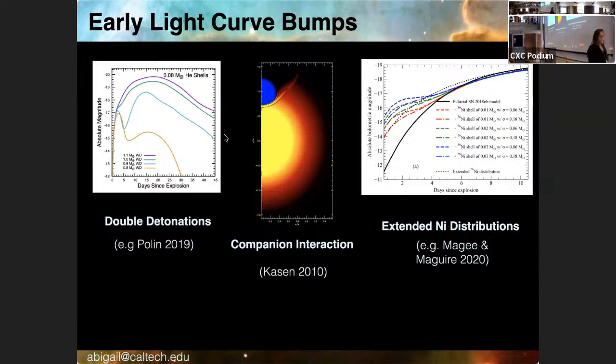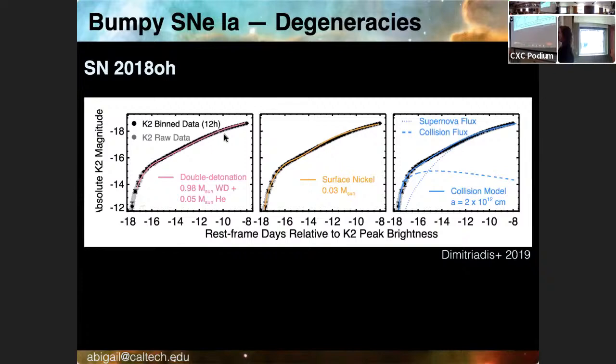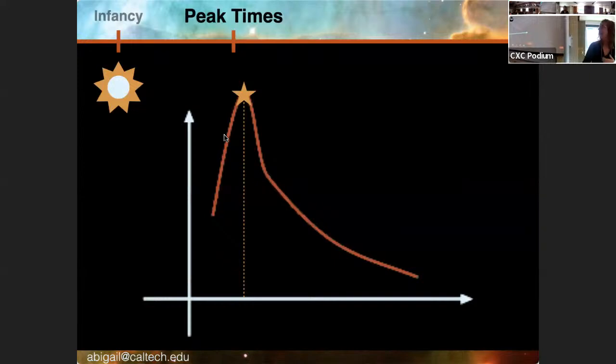We've seen many, many bumpy Ias at this point, but unfortunately, a bump is not good enough to distinguish models, because as you can see here, the same bump can be fit by all of these models. So a bump can tell us a supernova is interesting, but it can't give us an answer to the progenitor channel. So we need to move on past infancy and go to the peak times of the supernovae.